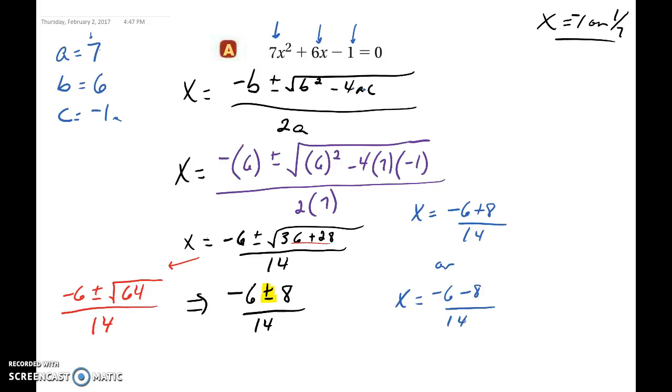And then we will go ahead and solve each one now. So negative 6 plus 8 is positive 2 over 14, and that will reduce to 1 over 7, which matches the answer that we got using factoring. And then the other one, negative 6 minus 8 is negative 14 over 14, which is equal to negative 1, which is once again what we got when we did our factoring as well.